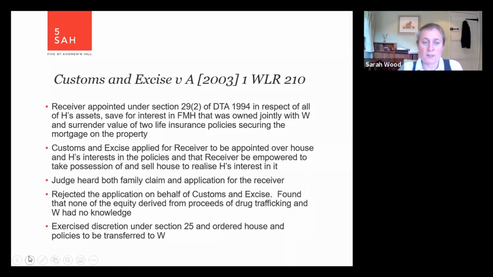Again, because this is under the previous legislation, the judge heard both claims alongside each other. So he heard the family claim alongside the application for the receiver. And having heard that, he rejected the application on behalf of Customs and Excise for the reasons that I said at the outset. That was because it was found that none of the equity derived from the proceeds of drug trafficking, and the wife had no knowledge, and therefore he felt he was entitled to exercise a discretion within Section 25 and moved from the starting point of 50-50, ordering the house and the policies to be transferred to the wife. So that's an example at one end of the spectrum.